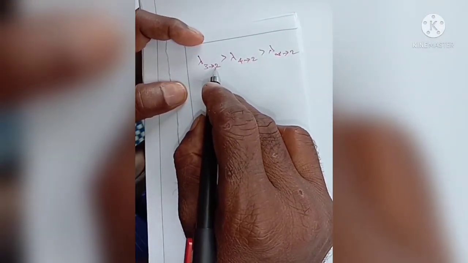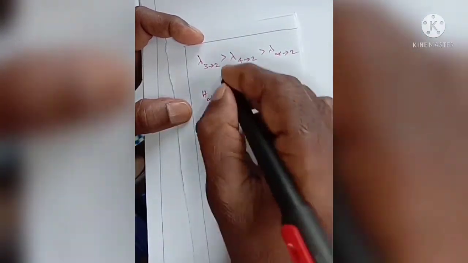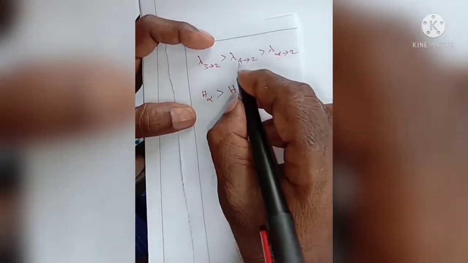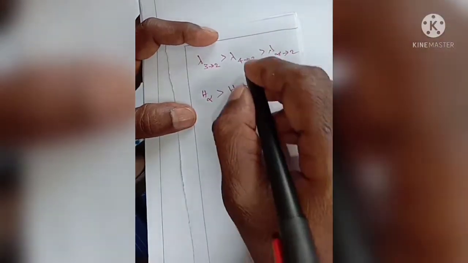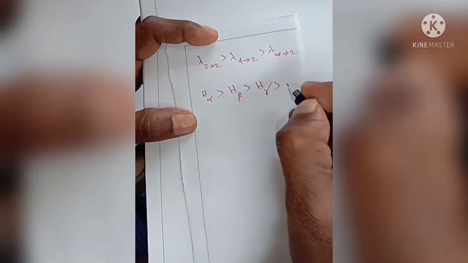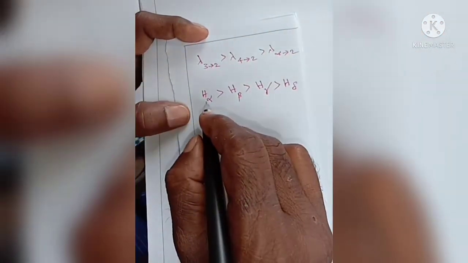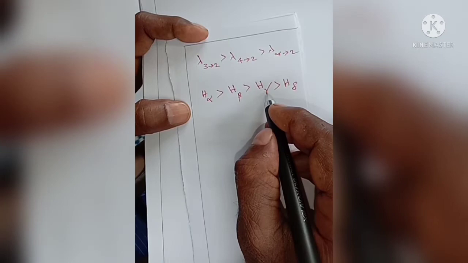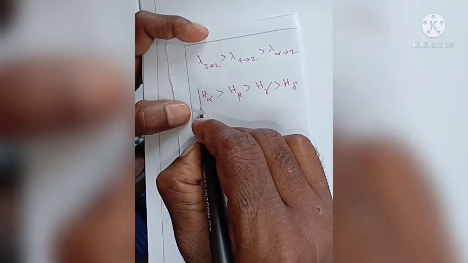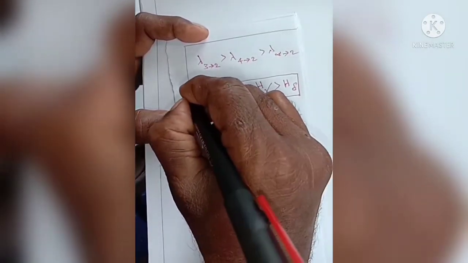And 3 tends to 2, this transition is H alpha transition, and 4 tends to 2 is H beta transition, and 5 tends to 2 is H gamma transition, and 6 tends to 2 is H delta transition. So H alpha, H beta, H gamma, H delta transitions. So this is also another format of Balmer series. This is also very important, 1 mark.